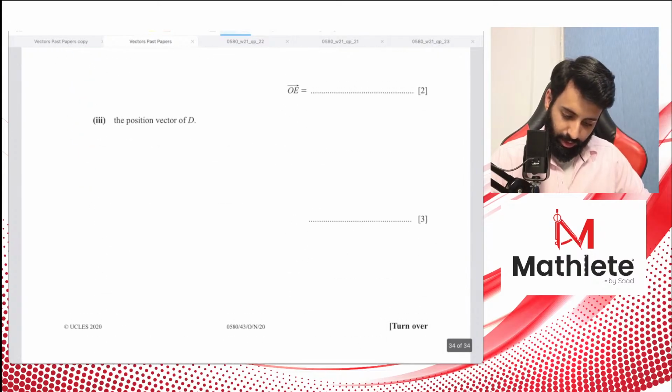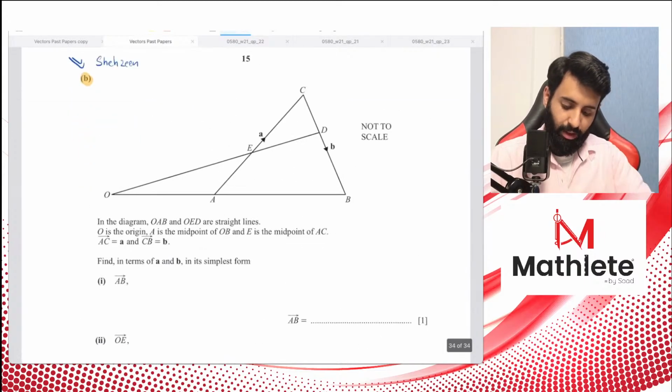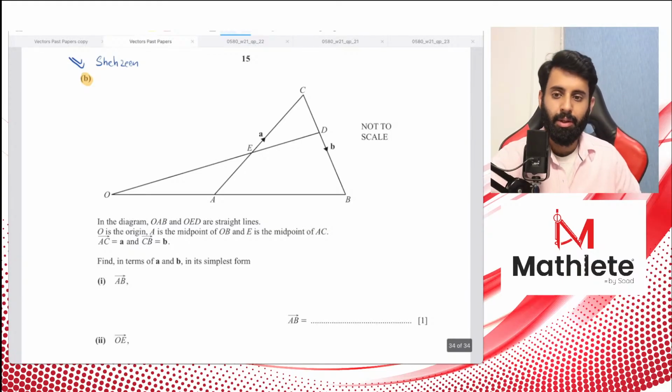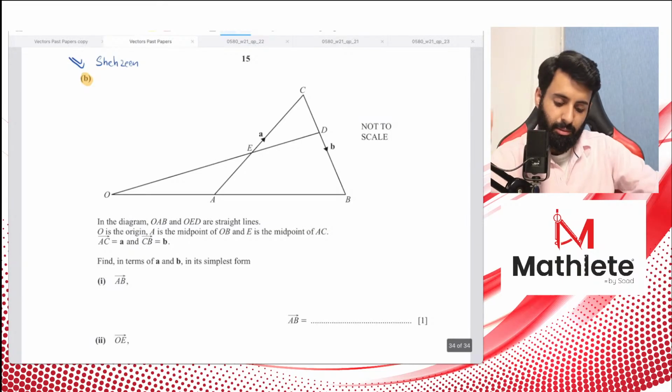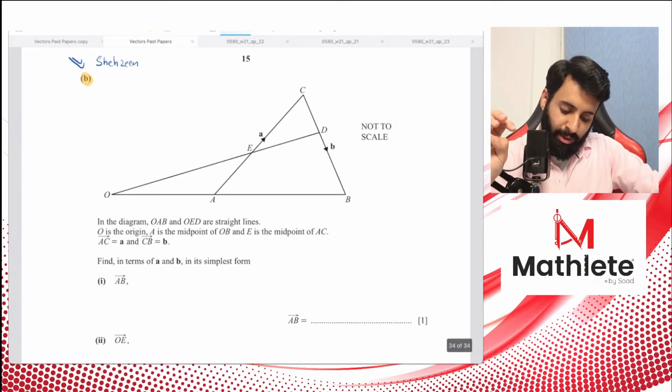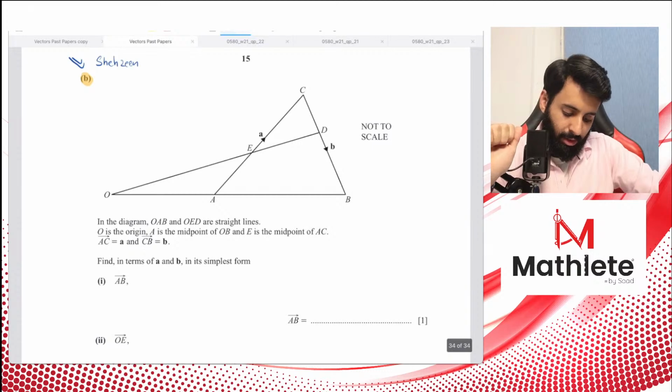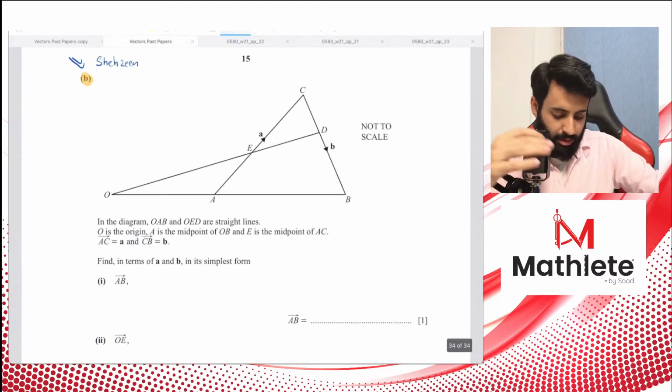All right, so as I was saying, let's solve this question. Again, same rules, so I'm going to read the question once, and I'm not going to worry too much about how to solve it. It says, in the diagram, OAB and OED are straight lines. O is the origin, A is the midpoint of OB, and E is the midpoint of AC.